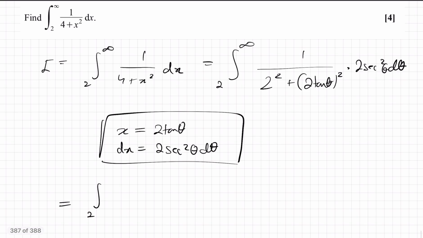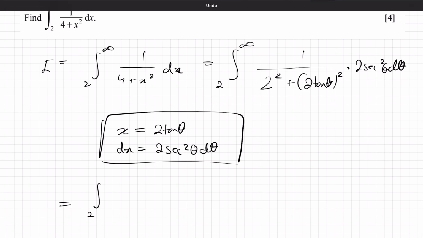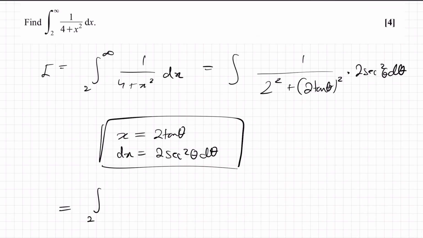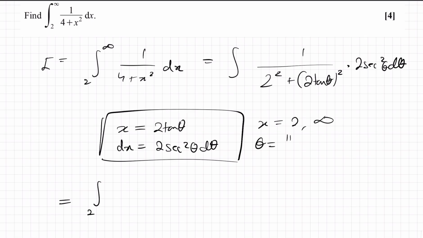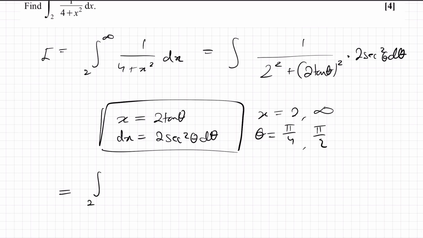And I actually need to change these limits as well. So we're going from x equals 2 to infinity. Putting that into theta, we're going to get tan theta is equal to 1. So the first limit is going to be pi over 4, and then when tan theta equals infinity, the second limit is going to be pi over 2. So we're going from pi over 4 to pi over 2.